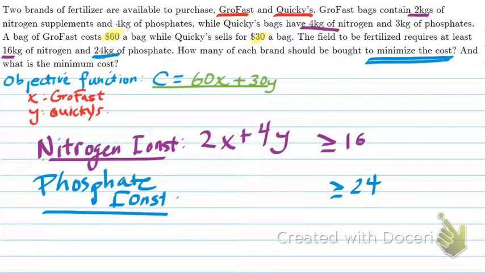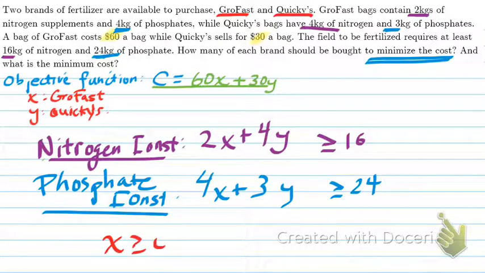24. Let's see, for every bag of X, which is Grow Fast, I'm getting 4 kilograms of phosphate, so pretty good. And for every bag of Quickies, which is Y, I'm getting 3 kilograms of phosphate. So there we have that expression for our phosphate restriction. Since X and Y represent physical quantities, don't forget we usually have the non-negativity constraint, which is to say you can't have negative bags of either of these, even though that would make your cost very low. So X is greater than 0 and Y is greater than 0.